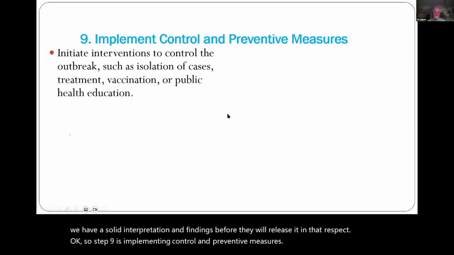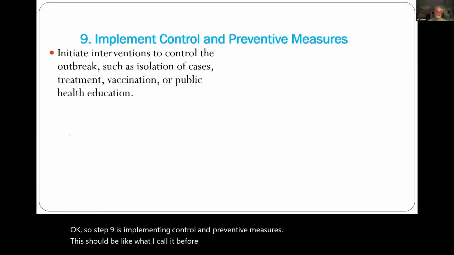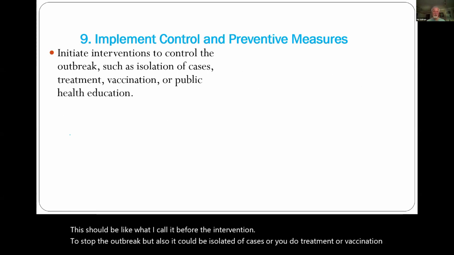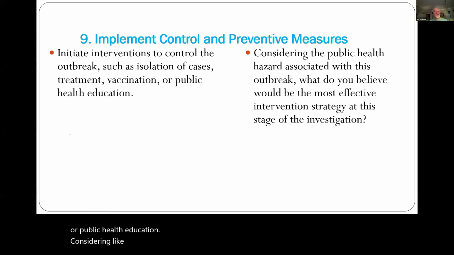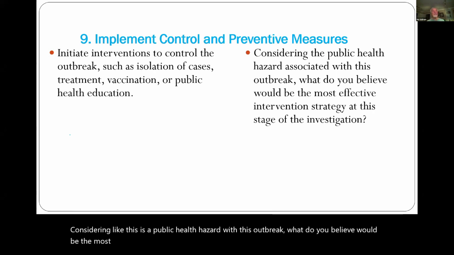Okay, so step 9 is implementing control and preventive measures. This should be, like what I called it before, the intervention to stop the outbreak, but also it could be isolation of cases, or you do treatment or vaccination or public health education. And considering this is a public health hazard with this outbreak, what do you believe would be the most effective intervention strategy at this stage of an investigation?